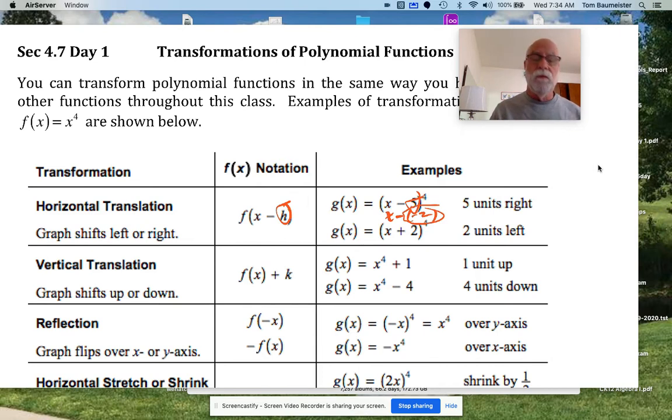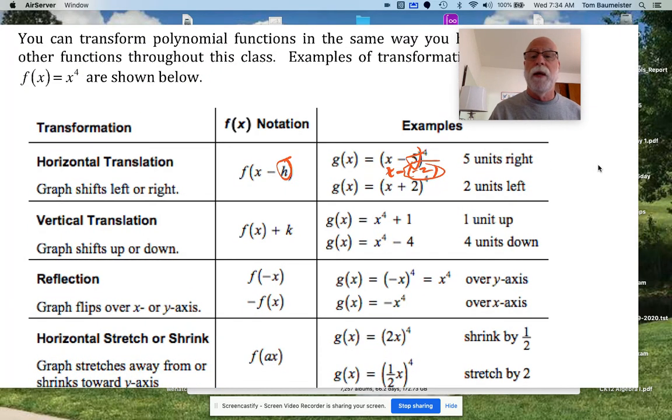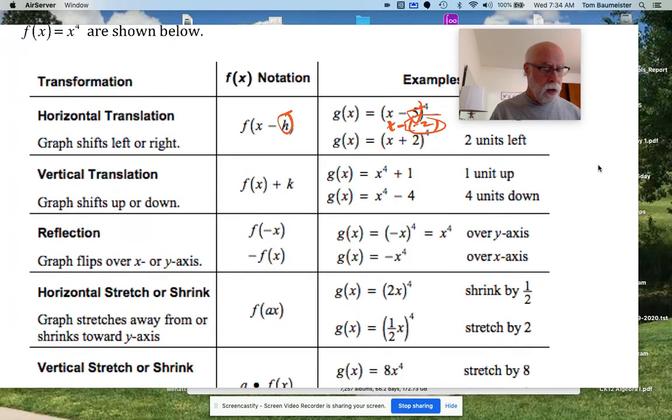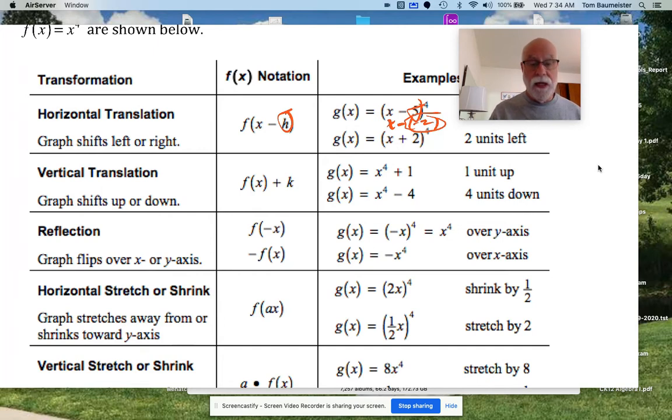Remember, on a vertical translation, it graphs it up and down, and it goes with the sign. So if it's plus, it's up. When it's minus, it's down. A reflection, remember, if it's on the inside, it's over the y-axis. If it's on the outside, it's over the x-axis.